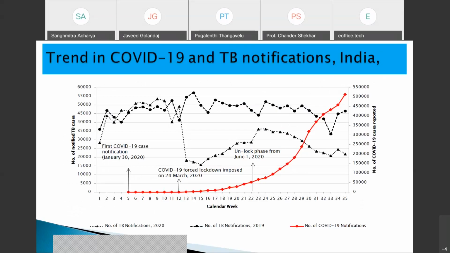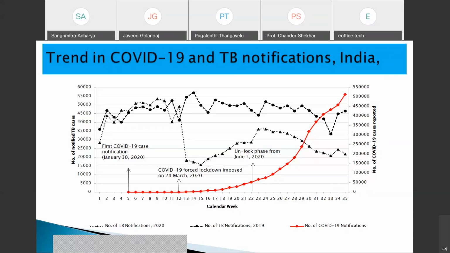This figure gives the trend in the absolute number, weekly numbers of COVID-19 as well as TB notifications. The TB notifications trend is for 2019 as well as 2020. Here it is very clearly demonstrated that before the lockdown, which is 24th March of 2020, a similar number of TB cases were notified in 2019 as well as 2020. Even in 2020, more TB cases were reported compared to 2019.